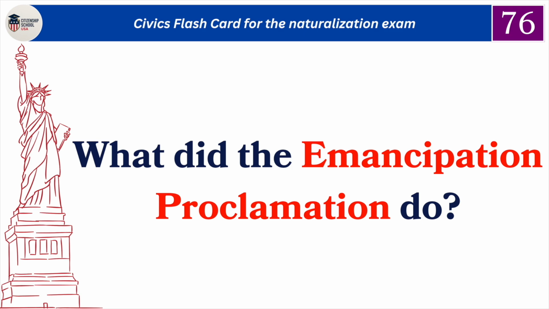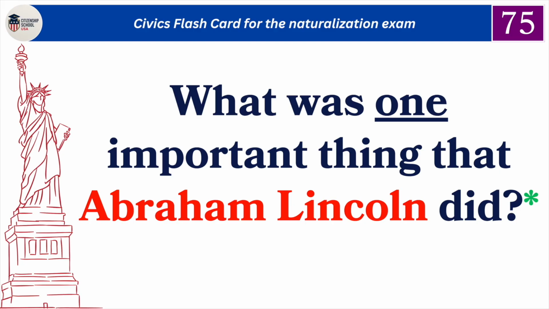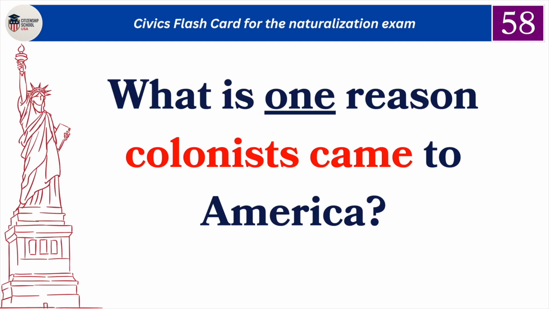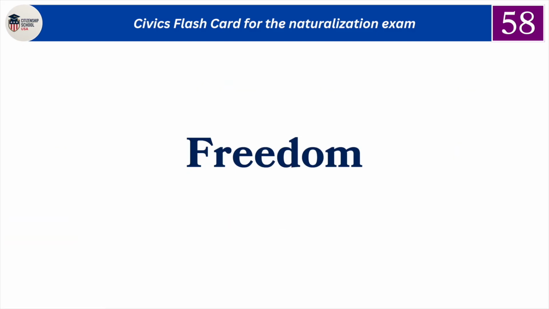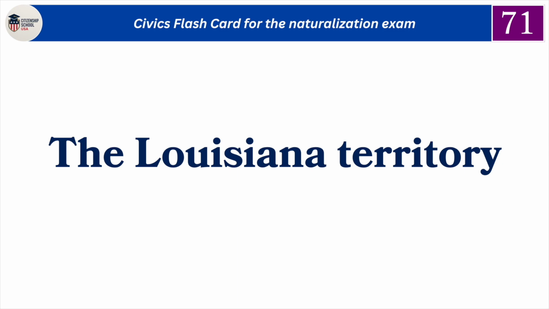What did the Emancipation Proclamation do? Freed the slaves. What was one important thing that Abraham Lincoln did? Freed the slaves. What is one reason colonists came to America? Freedom. What territory did the United States buy from France in 1803? The Louisiana Territory.